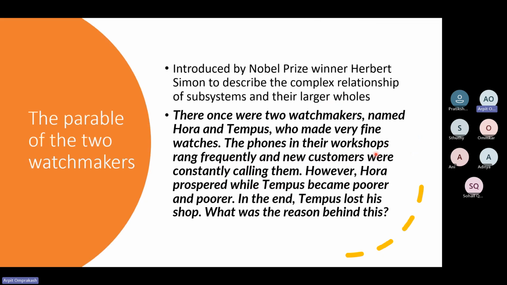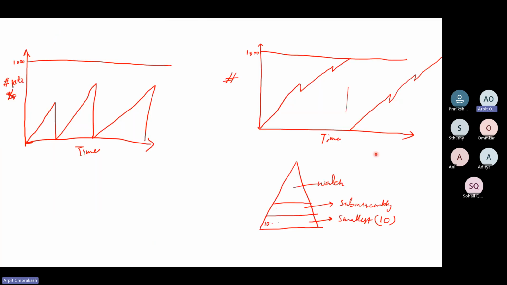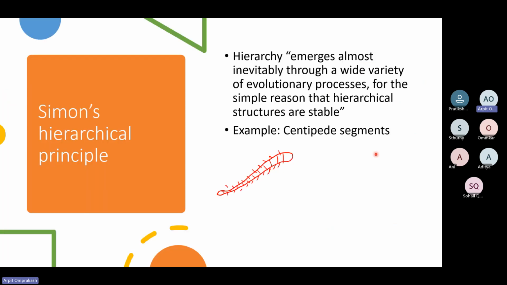and we learned why hierarchy is important, why hierarchical things are more stable. Hierarchical things are more stable, and that's why they are chosen evolutionarily. So Simon says that hierarchy emerges almost inevitably through a wide variety of evolutionary processes for the simple reason that hierarchical structures are stable. For example, these centipede segments are examples of hierarchical structure because it's just one small structure repeated over and over again.